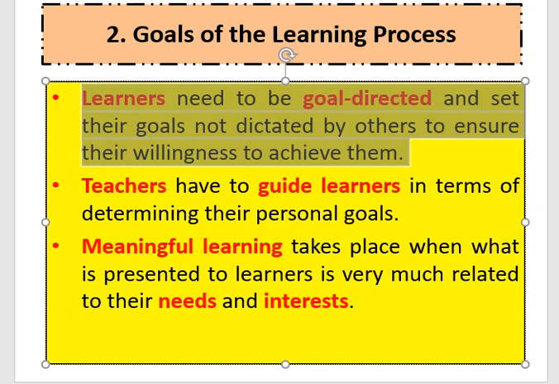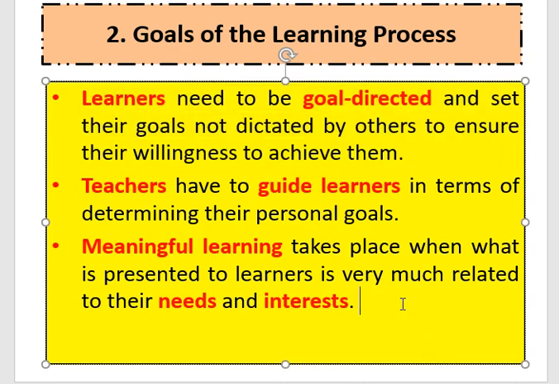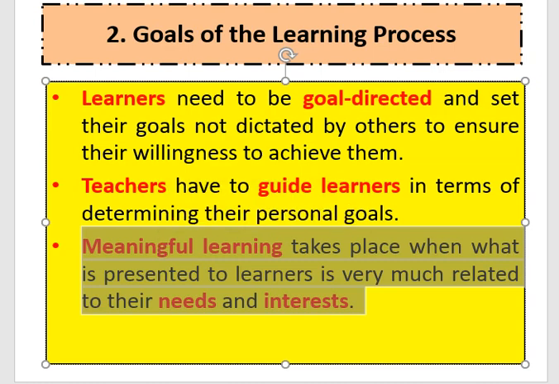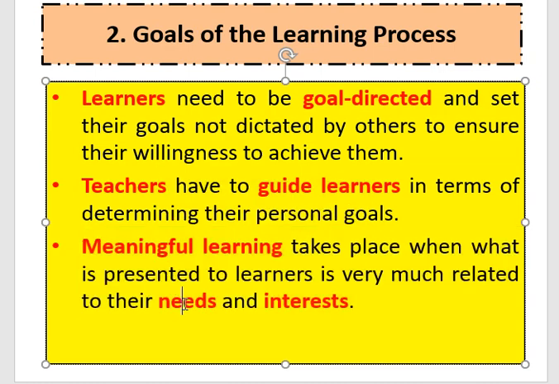And the role of the teacher here is to guide the learners in terms of determining their personal goals. Teachers, let us help our learners know what is it that they really want to do? What is it that they really want to achieve? Because there is meaningful learning. Mas nagiging makabuluhan yung mga natututunan ni student or yung teaching and learning experience is more meaningful if the students are interested in that lesson. And if the students can connect their needs and interests in the lesson.